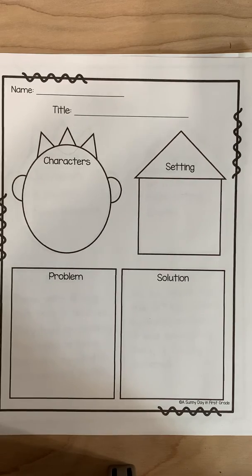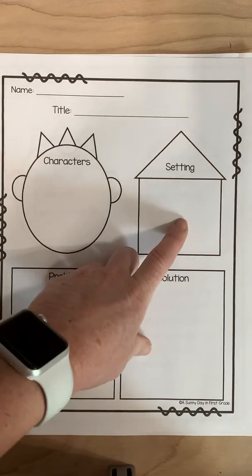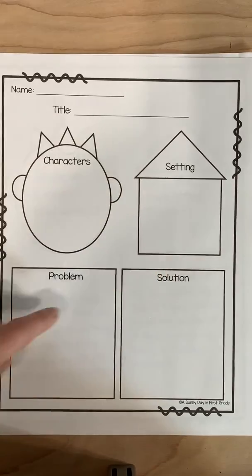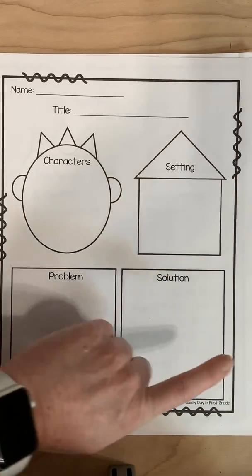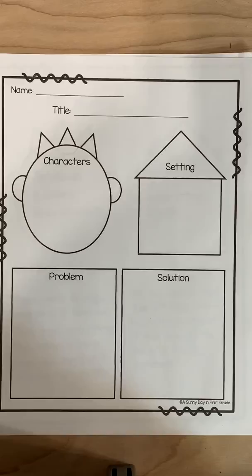And then I want you to list the characters. Tell me the setting, where and when. What was that problem? And how did they fix the problem? Give me the solution. Please upload a picture of your graphic organizer all completed to your teacher's Class Dojo so that they can check out the wonderful work you are doing. Have fun reading.